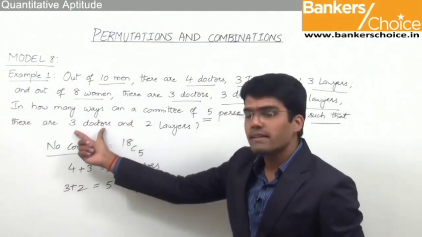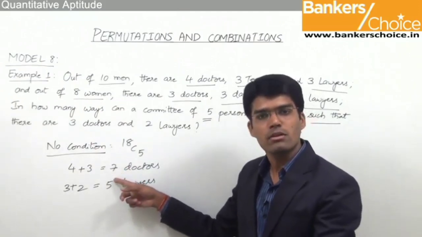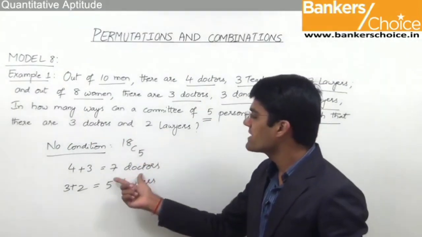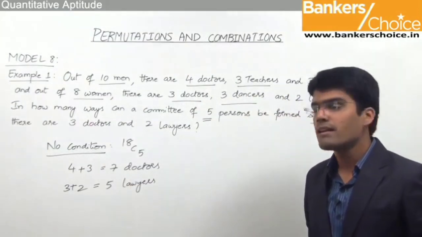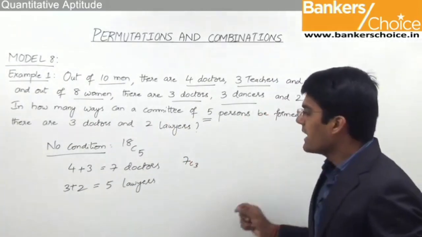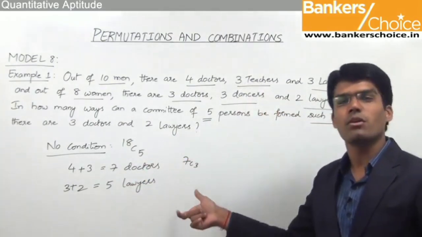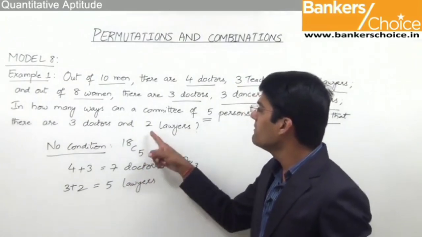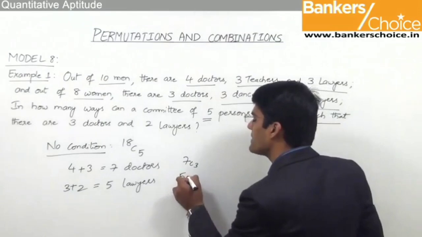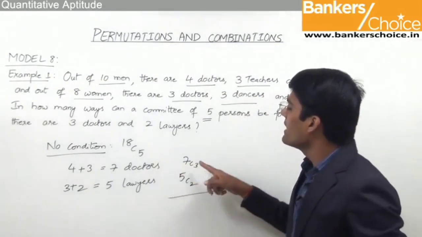Now if we have to select 3 doctors, the total choice that we have here is 7. Out of these 7 doctors, it can be a male doctor or a female doctor. Why? Because nothing regarding the gender has been given in the question. So out of a total of 7 doctors we need to choose 3. We can select 3 doctors out of 7 in 7C3 ways. And out of these 5 lawyers, again the gender has not been specified, so it can be either a male lawyer or a female lawyer. So we have 5 lawyers and we need to select 2 of them. Out of 5 we can select 2 lawyers in 5C2 ways. Now going by the principle of multiplication, one action can be done in 7C3 ways.